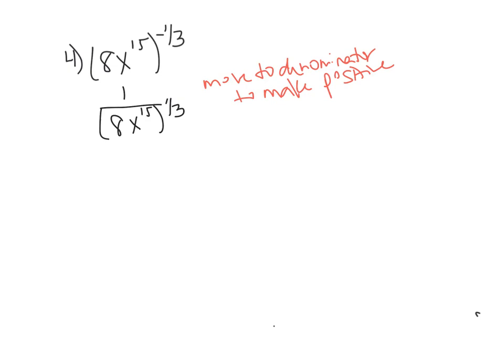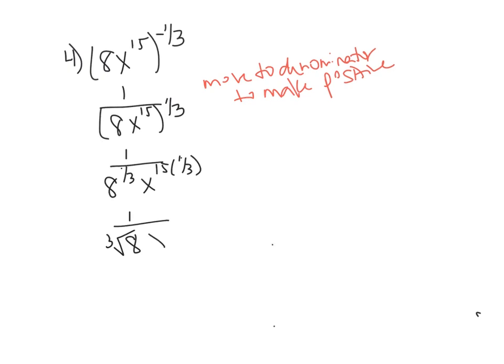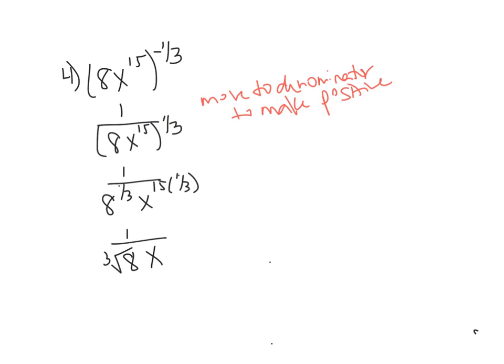Now we can distribute this 1/3. So I have 1 over, this is really 8 to the 1/3 times x to the 15th to the 1/3. And 8 raised to the 1/3 is the same thing as saying cube root of 8. And ding, ding, ding, 8 is a perfect cube. We'll simplify that here in a minute. 15 times 1/3 will give us x to the 5th power.